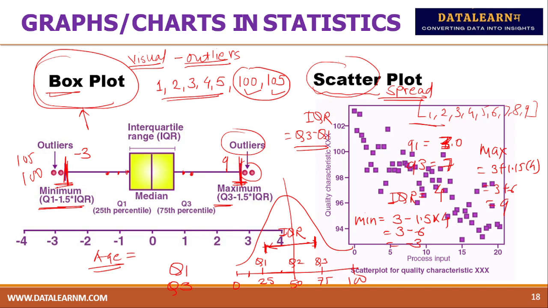The maximum is Q3 minus 1.5 into IQR? No, Q3 plus 1.5 times IQR. That was a printing mistake. It's Q3 plus. So whatever values are greater than the maximum or less than the minimum are outliers. Minus 4 will be less than minus 3, minus 5 will be less than minus 3, and values above the maximum, such as 14, 15, will be considered outliers in this case. Is it okay?